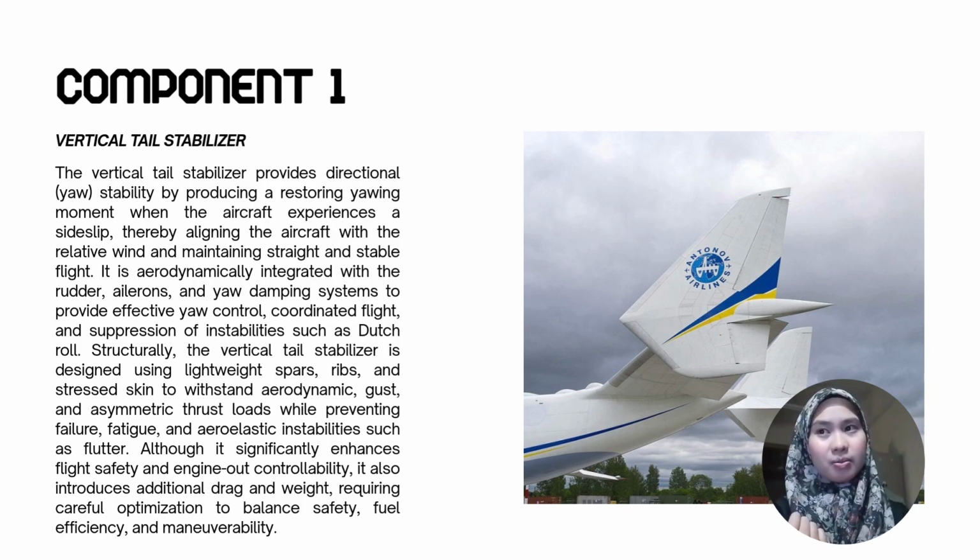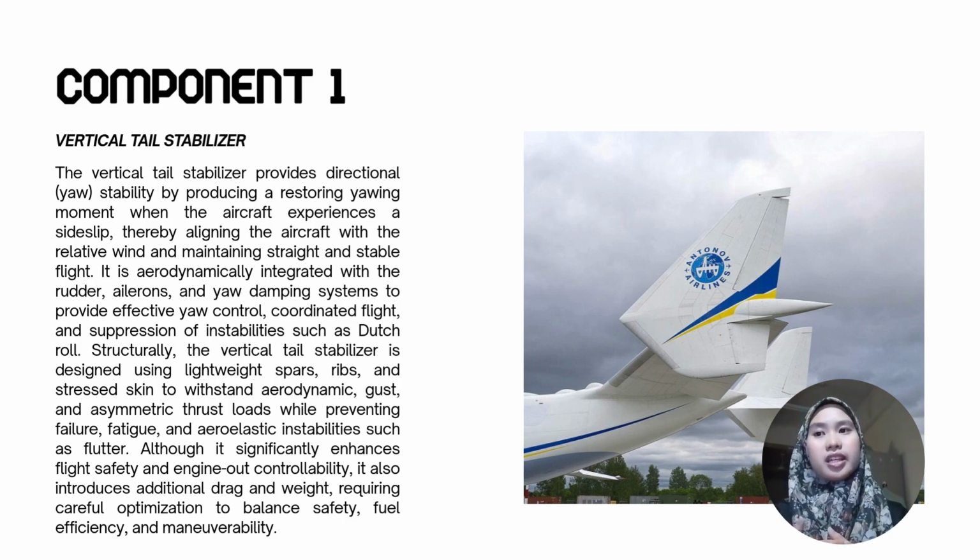So for the first component, which is the vertical tail stabilizer. The vertical tail stabilizer provides directional or yaw stability by producing a restoring yawing moment when the aircraft experiences a sideslip, thereby aligning the aircraft with the relative wind and maintaining straight and stable flight. It is aerodynamically integrated with the rudder, ailerons and yaw damping system to provide effective yaw control, coordinated flight and suppression of instability such as dutch roll.